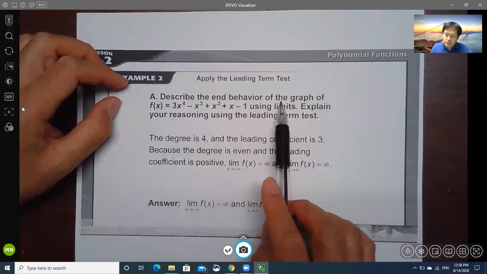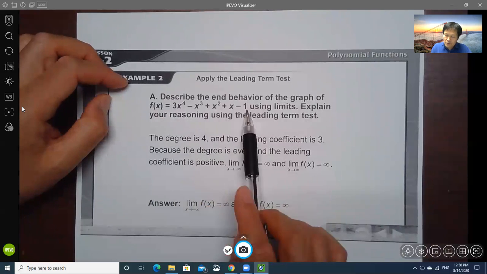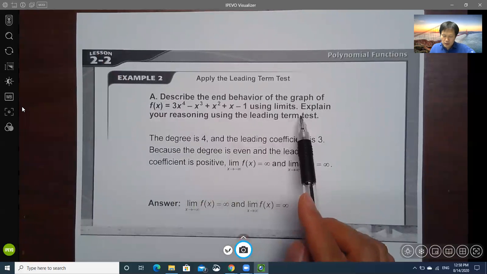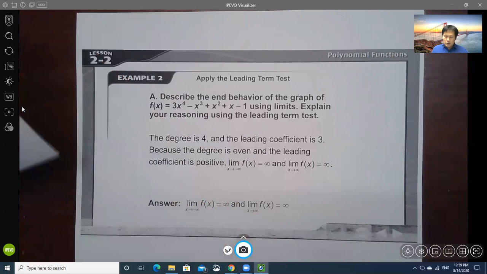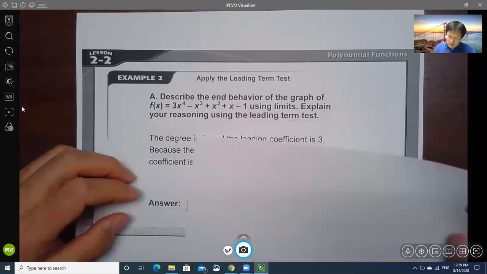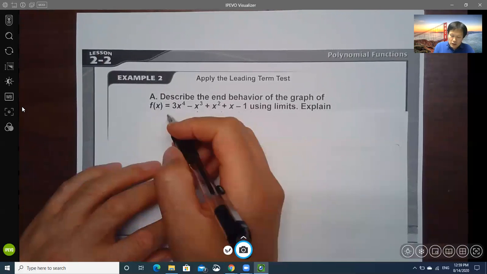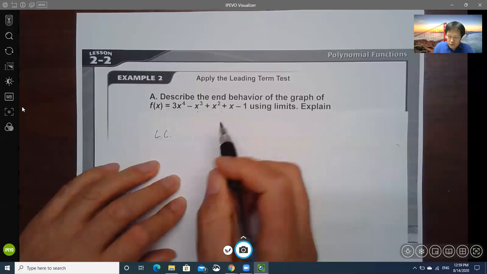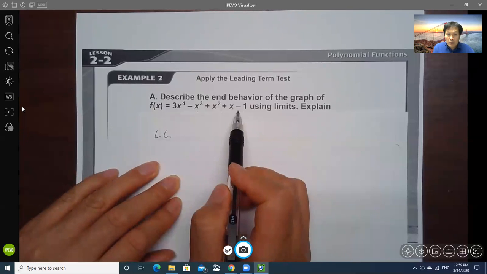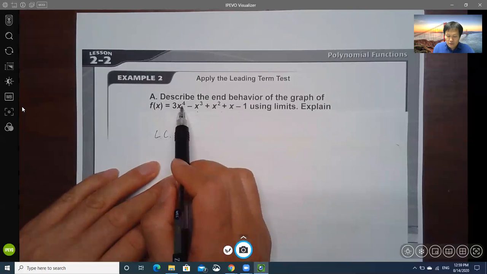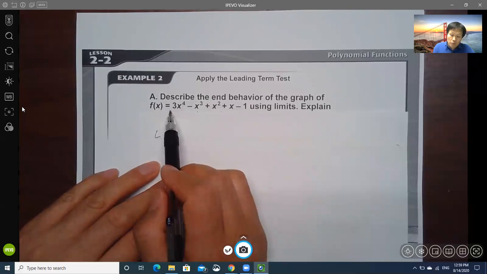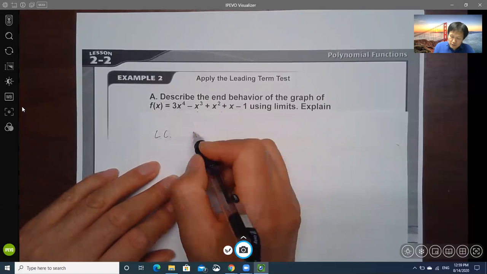Describe the end behavior of the graph of f of x equal to the following using limits. Explain your reasoning using the leading term test. Okay, so what are they talking about here? First thing you want to look at is the leading coefficient. Look at the highest power of x, x to the fourth power, and the number in front of it, which is 3. Leading coefficient is 3, positive.